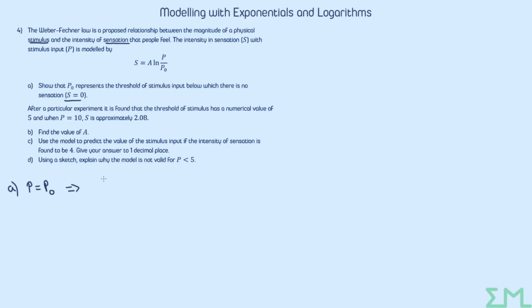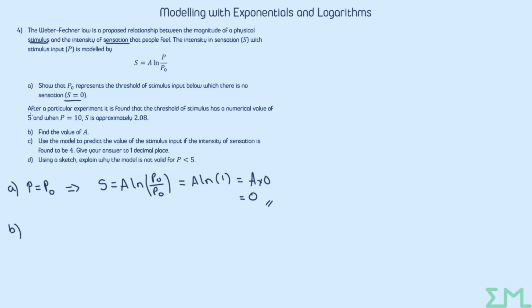If we put in P as P0 into the model, then we would have P0 over P0. So I'm just replacing that P there with P0. This would be A ln 1. And we know ln 1 is 0. So we get S equals 0 as required in the question. So actually it's quite an easy process to do, but it's just understanding what the question was actually asking for.